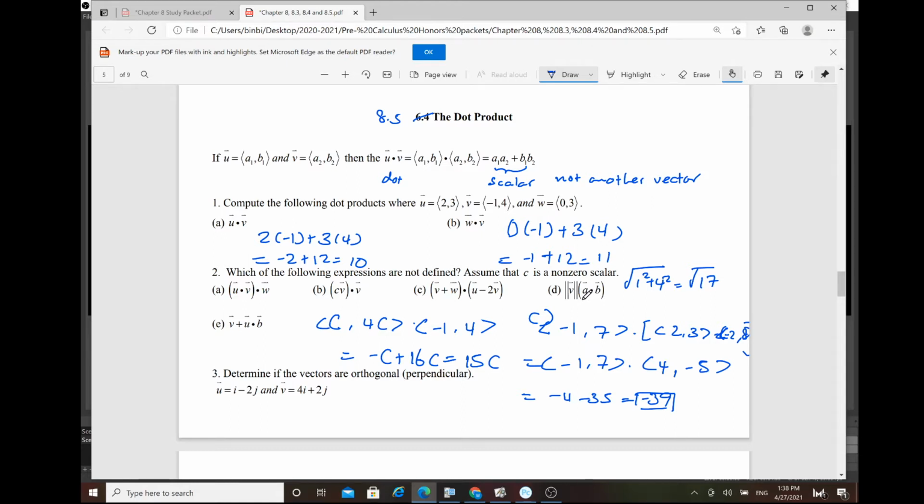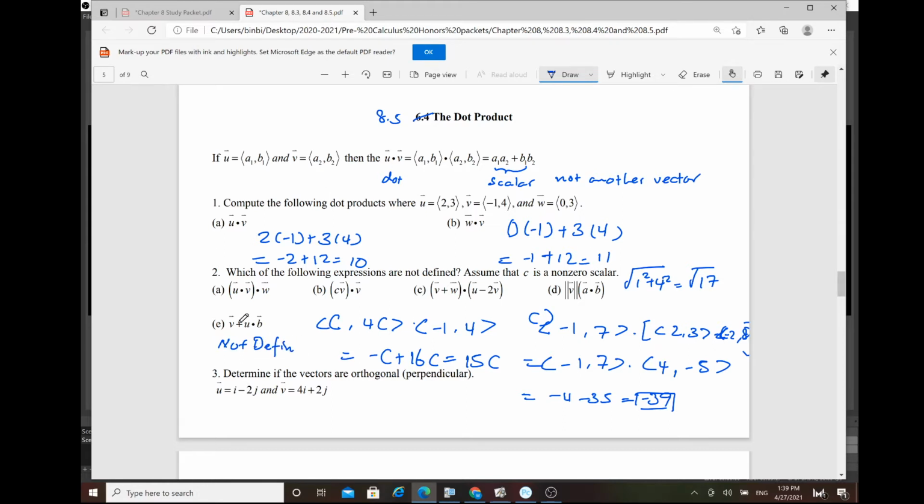This one you want to do in general form, instead of using the previous numbers. Which of the following expressions are not defined? You want to find the one that's not a scalar. The first one, if you plug in numbers, is a scalar. The dot product result is also a scalar. This one is also a scalar. But what about this one? A scalar times the magnitudes is a scalar. And this one right here is a scalar plus a vector, so it won't be an expression. This one cannot be defined.